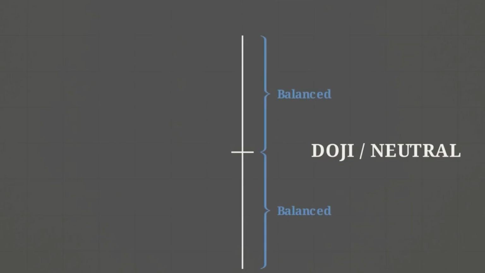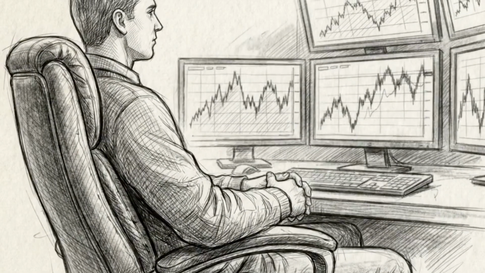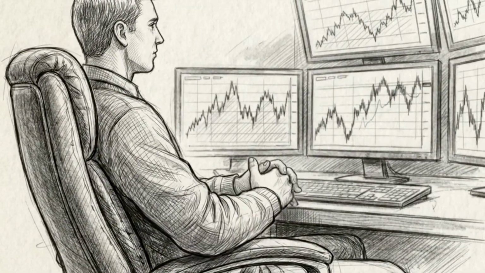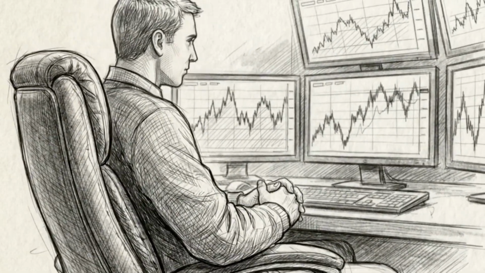When this tension reaches a perfect stalemate, we see a neutral candle, or a doji. The opening and closing prices are identical, leaving long, balanced wicks on both sides, and no body at all. When wicks dominate the chart, the market is lost in indecision. In these moments, the highest probability move is to wait on the sidelines.